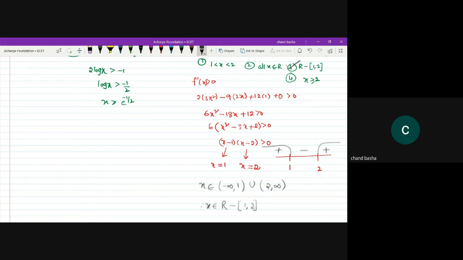That means this part must be deleted. Between 1 and 2 must be deleted. So if you're deleting, you can take all the real numbers except 1 and 2 and the numbers between the given numbers.